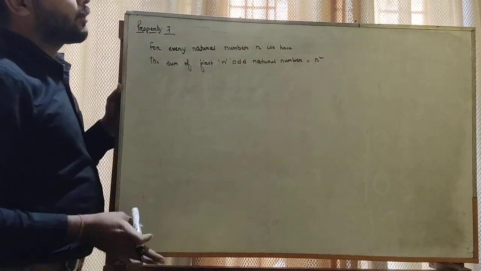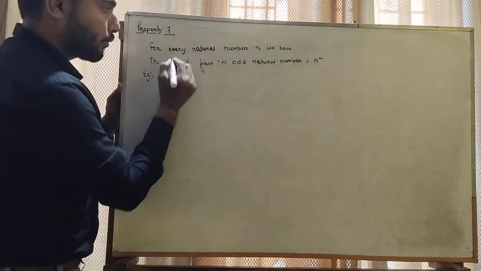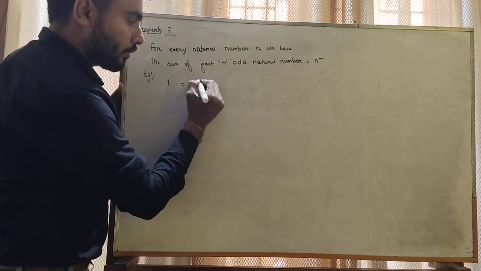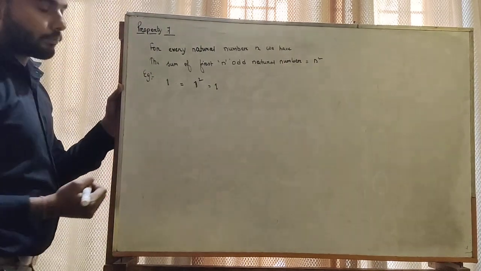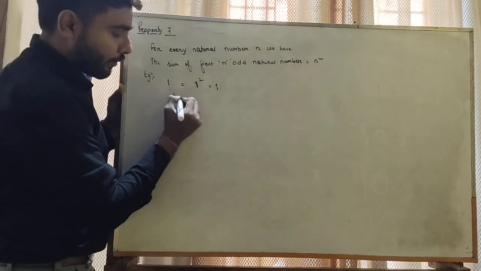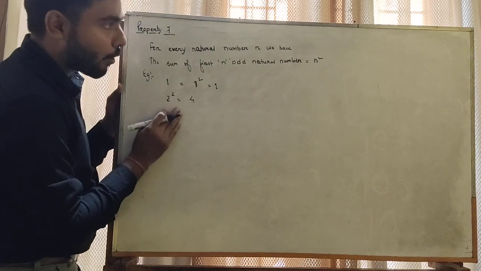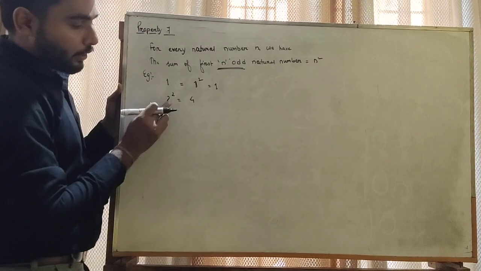So by reading the statement you won't be very clear. Now let me explain with an example. Suppose the natural number is 1. For 1 you will find 1 square is equal to 1. If you find 2 square, it is 4. But 2 square can be found as the sum of the first 2 odd natural numbers. Here it is said the sum of the first n odd natural numbers.